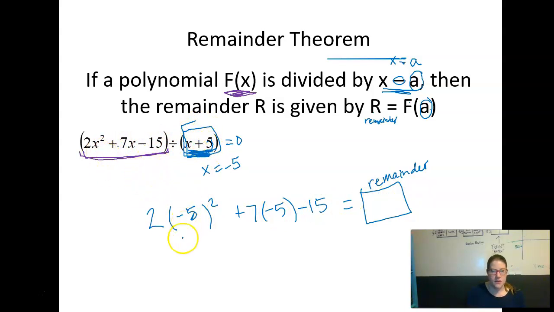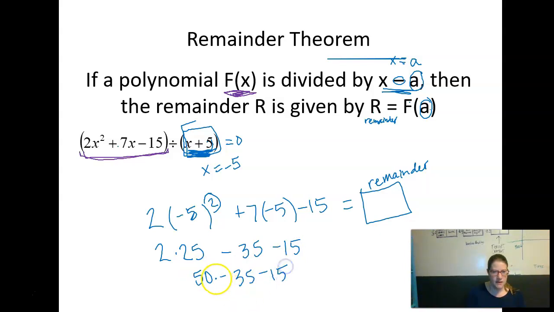Okay. So let's go ahead and evaluate this. Remember, for order of operations, we always do exponents before multiplying. So here we would want to raise negative 5 to the second power first before we times by 2. So this would be 2 times 25 because negative 5 times negative 5 is 25. 7 times negative 5 is negative 35, and then minus 15. So that gives me 50 minus 35 minus 15. 50 minus 35 is 15.